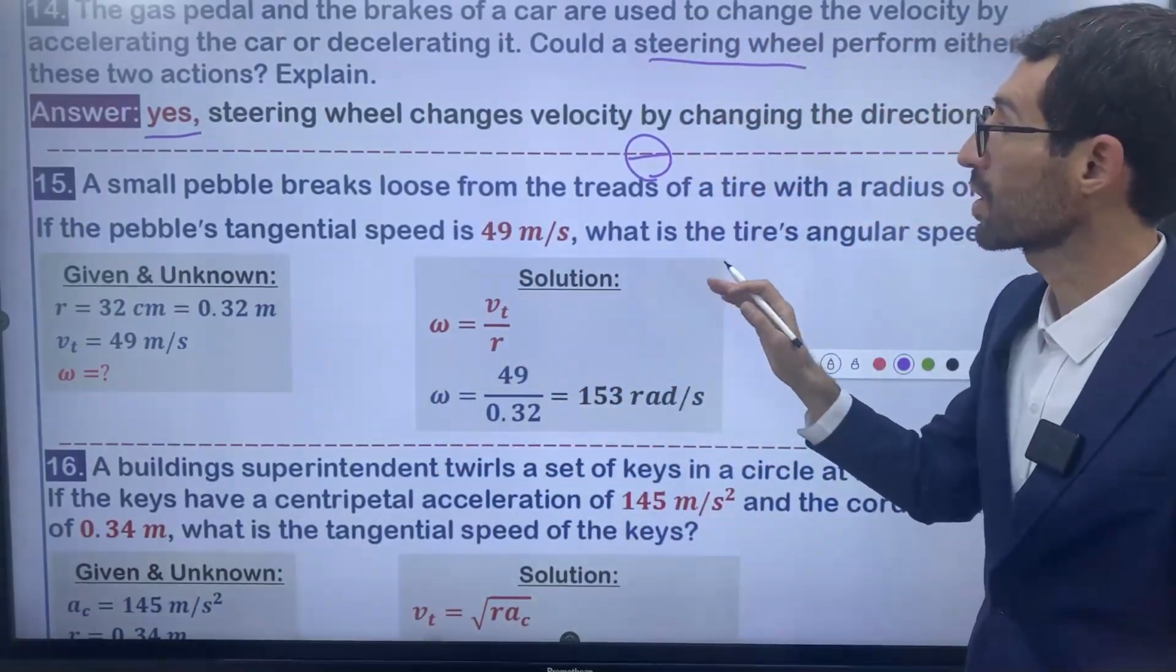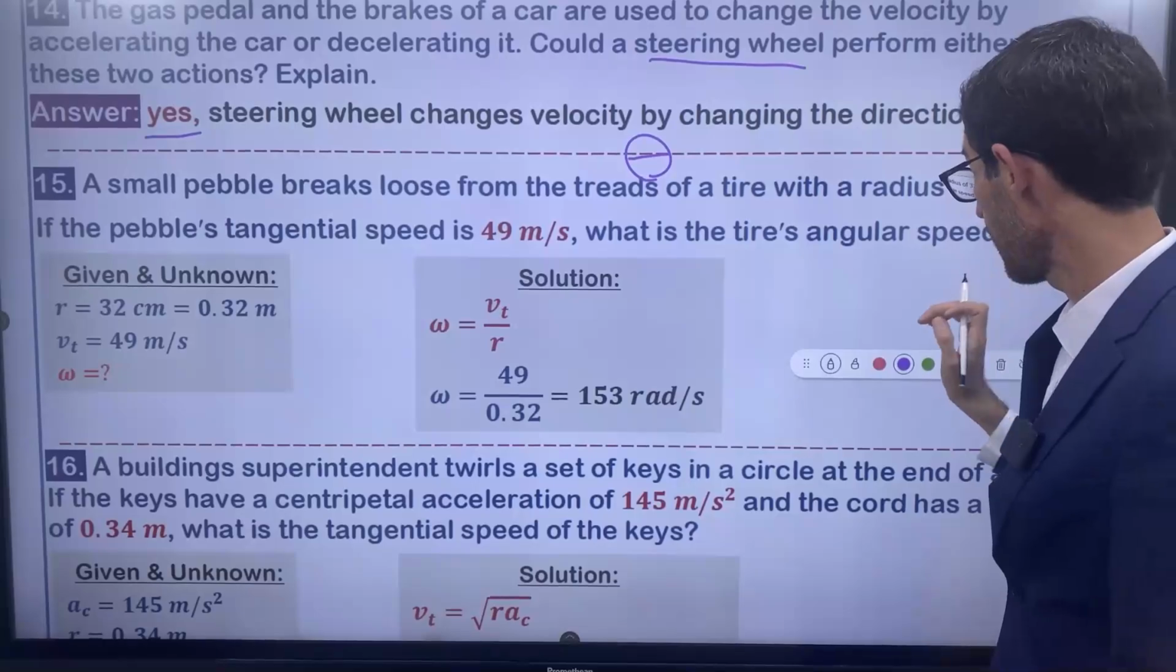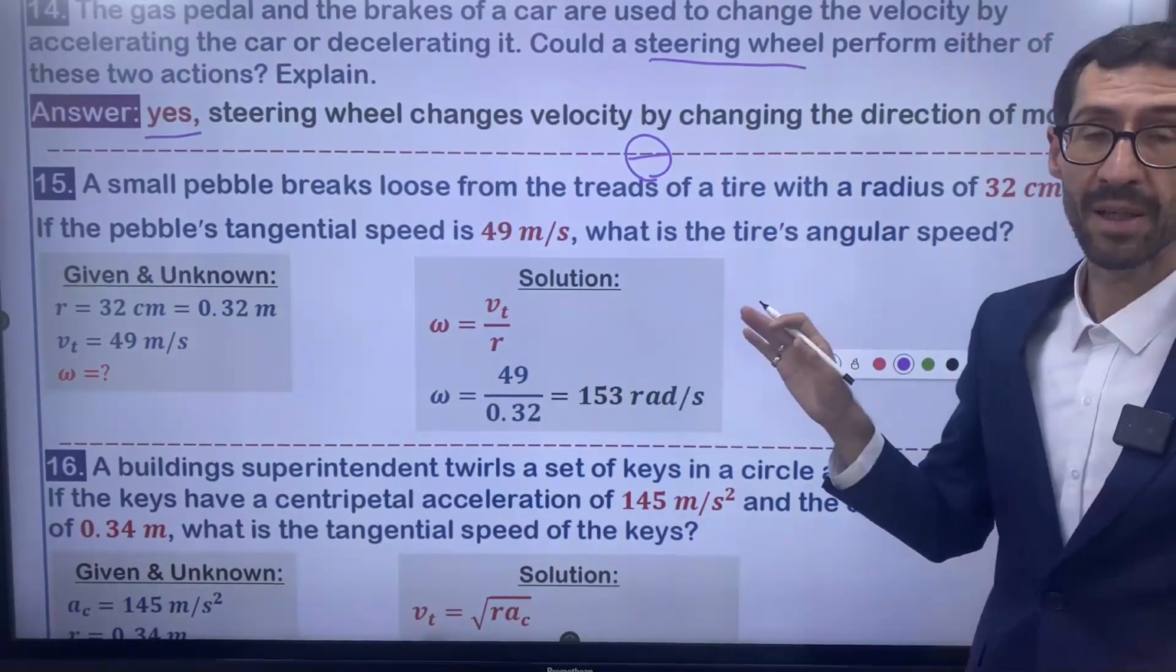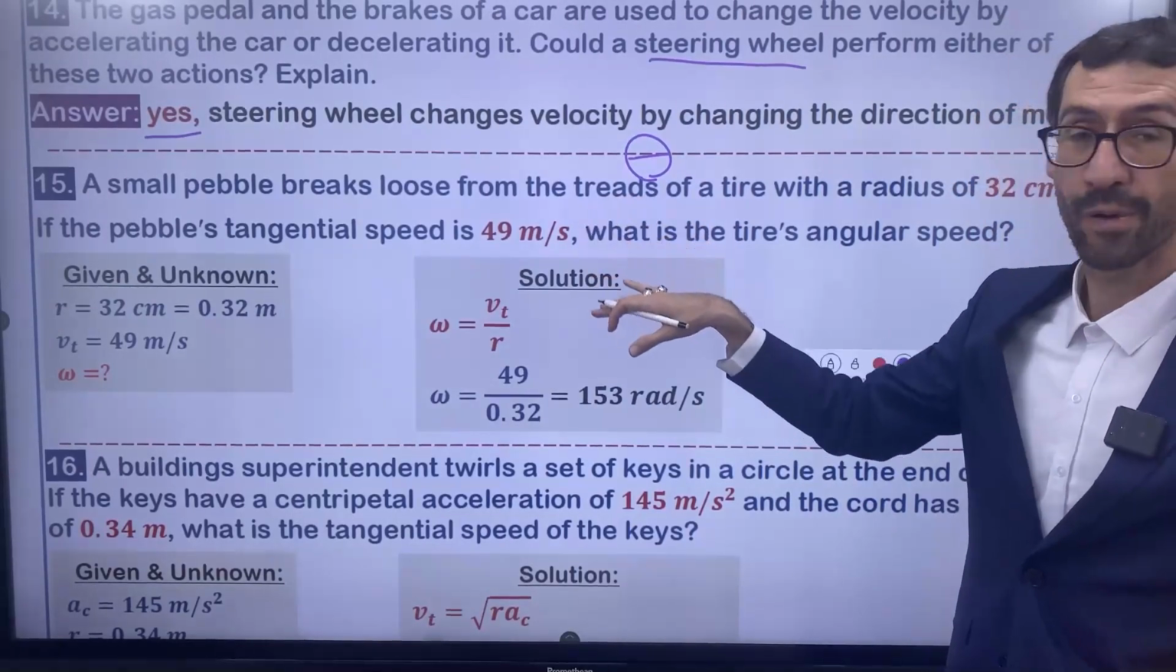That's it. Question number 15. It's a problem. Before I solve this problem, I'm going to leave it for the next lesson.